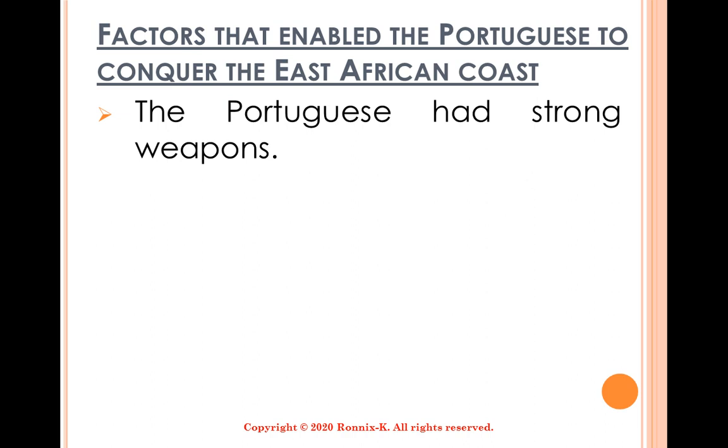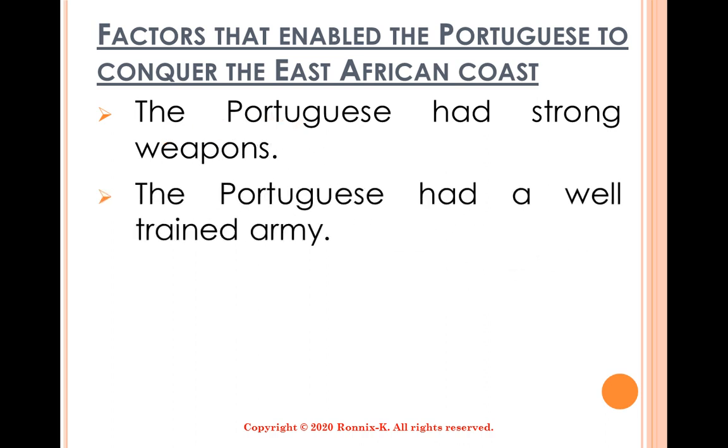They found Arabs with their guns, but the Portuguese came with cannons, those big guns. I will show you a picture of a cannon. You will see. So the Portuguese had strong weapons. On top of that, they had a well-trained army. Their soldiers were so trained, so the Arabs found it hard to defeat them.